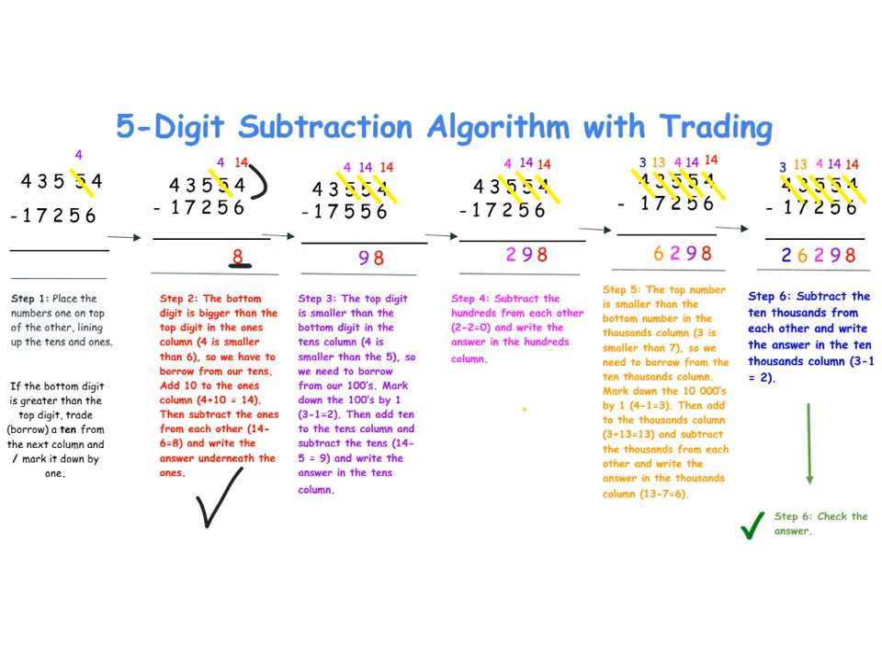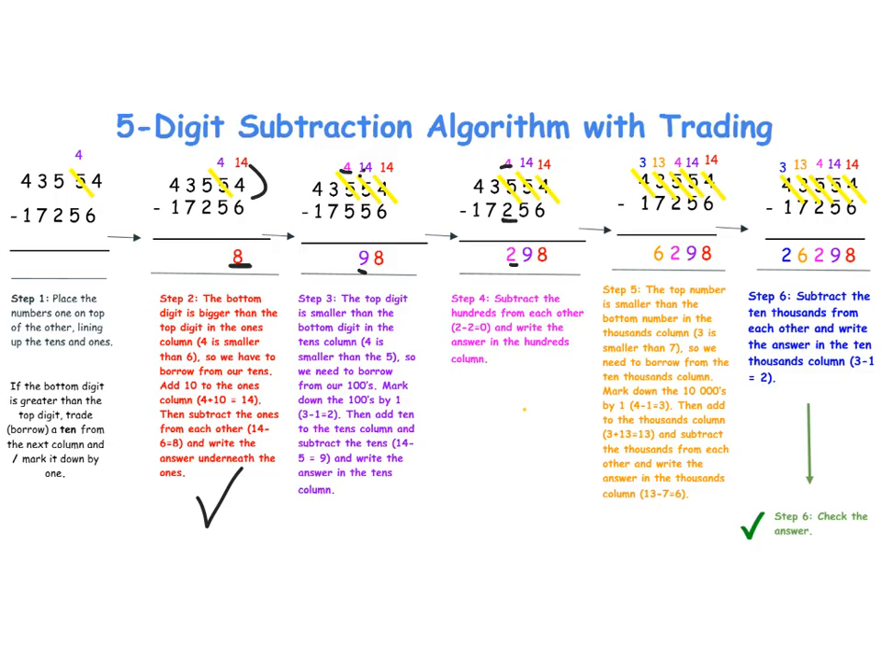Step 3: I can see that I can't take 4 away from 5, so I'm going to borrow from the hundreds column. I'm going to cross out my 500s and borrow 1, and make this 4 and move my 1 into the tens column. So I'm going to take 14 take away 5 and write my answer in the tens column. The next thing I'm going to do is move on to my hundreds. I can take 4 take away 2, which is 2, and write the answer in the hundreds column.